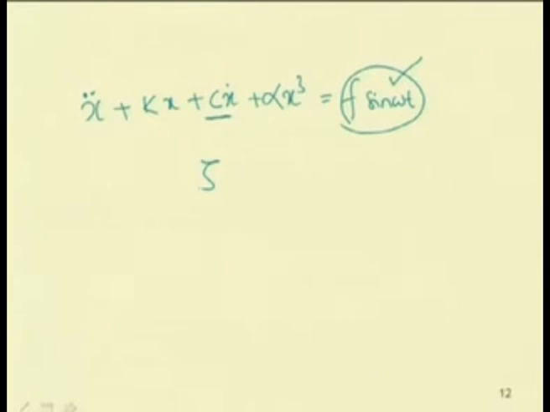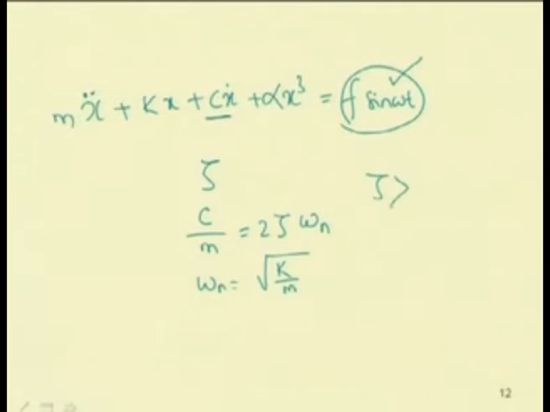So, that thing one can find. One knows c by m equal to 2 zeta omega n, and omega n equal to root over k by m. So, in this case one can take this m. k by m equal to omega n squared and c by m equal to 2 zeta omega n, and from that one can find the value of zeta.